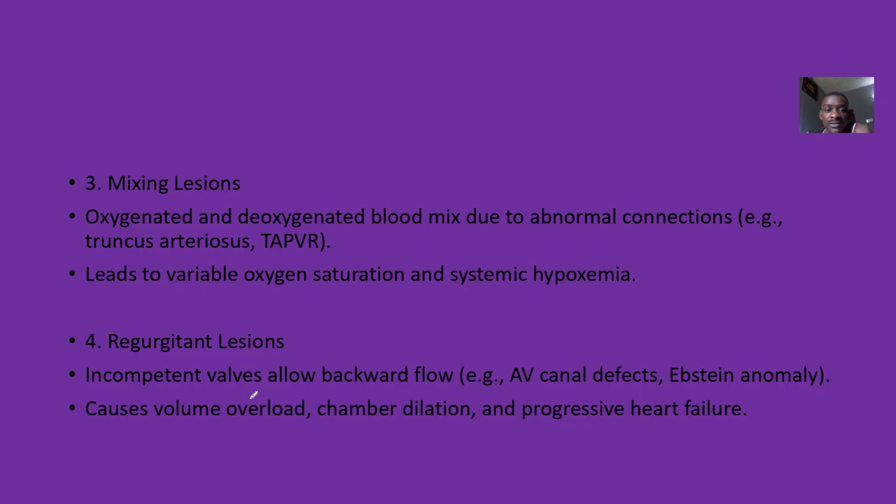Okay. So mixing lesions. Sometimes oxygenated and deoxygenated blood can mix abnormally, vice versa. Regurgitant lesions. This one has to do with valves, which are there to make blood flow one way. Do you understand? So if blood is flowing into a particular segment of the heart and then flowing backward again, that's regurgitation. Of course, regurgitation causes volume overload and chamber dilation. This will also lead to what? Heart failure.